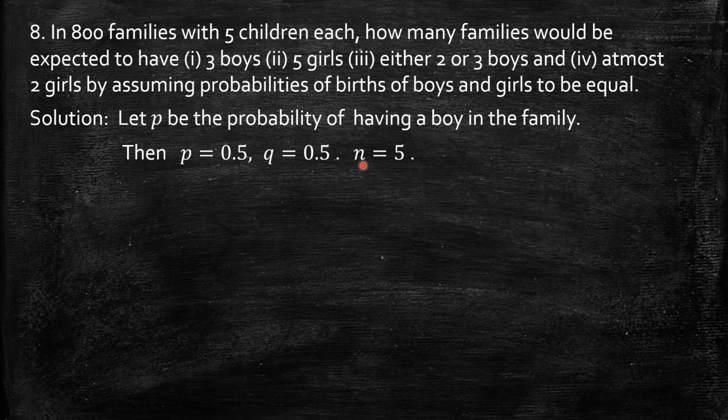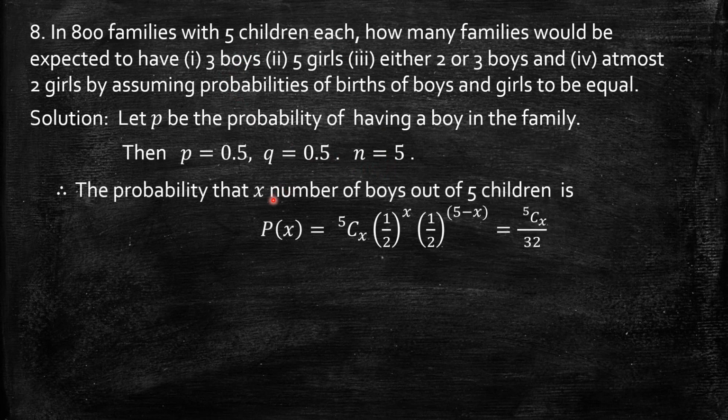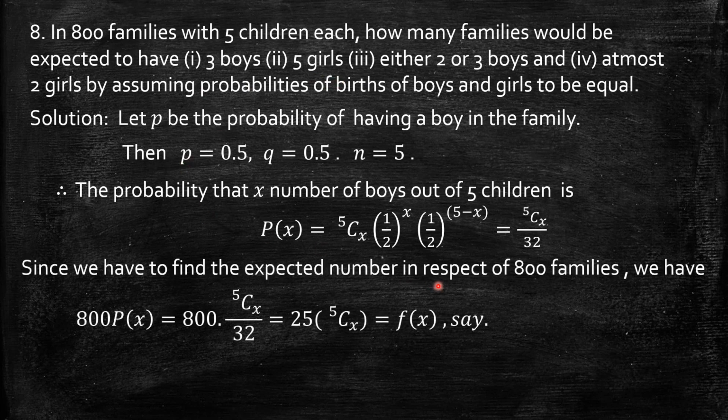The total number of trials N: since it is with 5 children each, N equal to 5. So the probability that x number of boys out of 5 children is the probability function P of x, 5Cx half power x into half power 5 minus x, which I can further simplify, that is half power x plus 5 minus x, that is half power 5, which means 1 by 2 power 5, nothing but 1 by 32 times 5Cx. Now here I want the expected number of families out of 800 families having all these chances. So that means I want the expected number of families having x number of boys in 800 families. So I need to multiply this by 800.